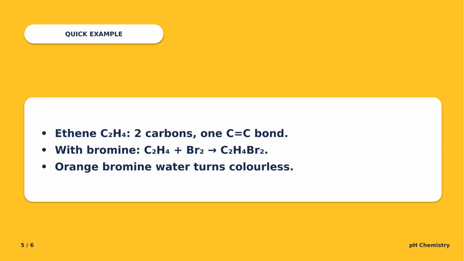Quick example. Ethene, C2H4, has two carbons and one carbon-carbon double bond. With bromine, C2H4 plus Br2 goes to C2H4Br2. Orange bromine water turns colourless because that's the carbon-carbon double bond opening up to add bromine across the bond.